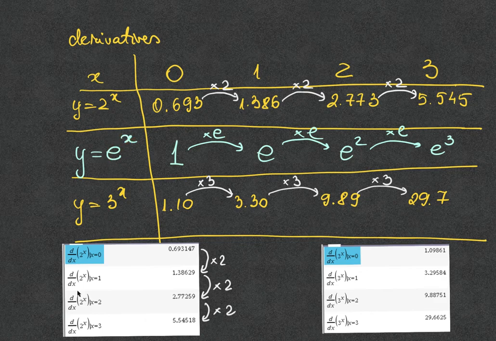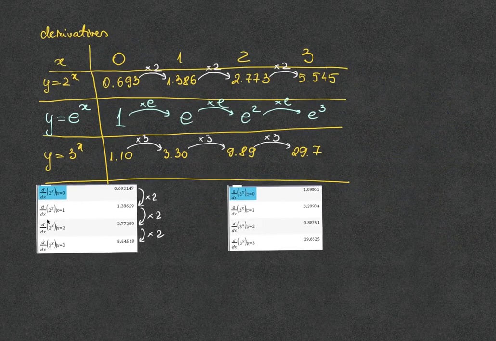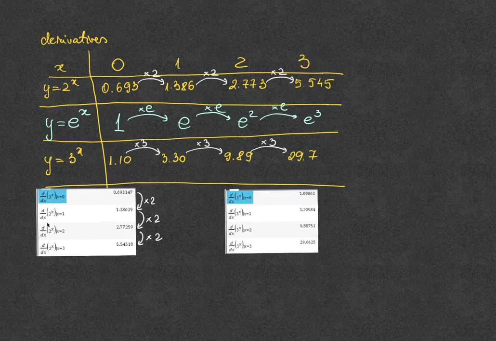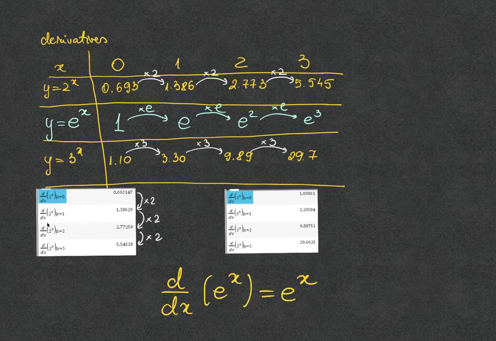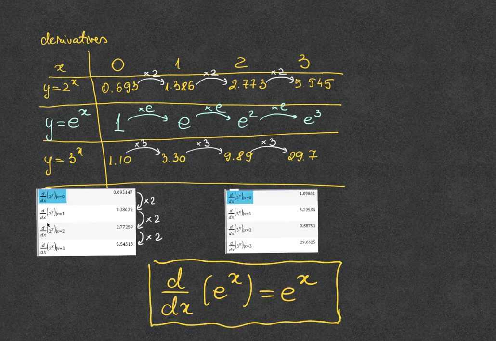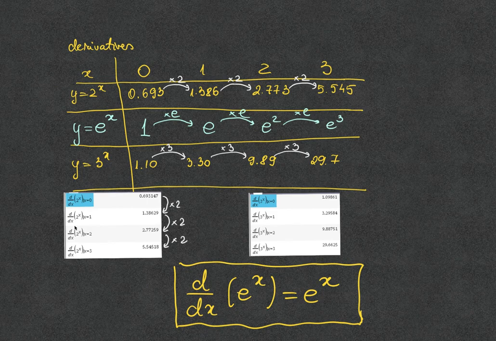See, the derivative of e to the power of x at x equals 1 is e to the power of 1. At x equals 2 is e squared. At x equals 3 is e cubed. Therefore, we found a new number e such that the derivative with respect to x of e to the power of x is always e to the power of x. That's one of the properties of the new number e. But what is it exactly? We're going to see how we find this value. We're going to see this on the next slide.